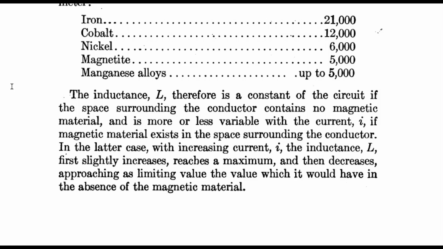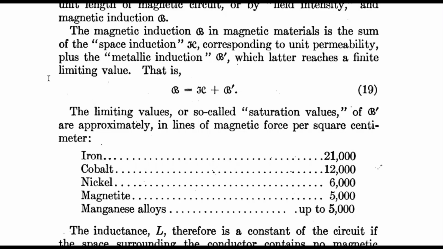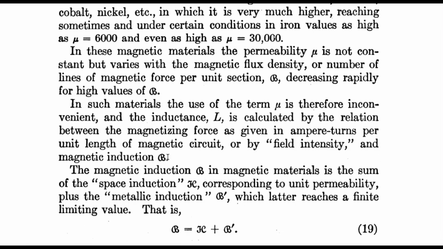In such cases, as the current I increases, the inductance L first slightly increases, then reaches a maximum, and subsequently decreases, approaching as a limiting value the inductance it would have if no magnetic material were present in the space surrounding the conductor. On the above page, B should be understood as magnetic induction, not Q or any other letter, which was read in error.